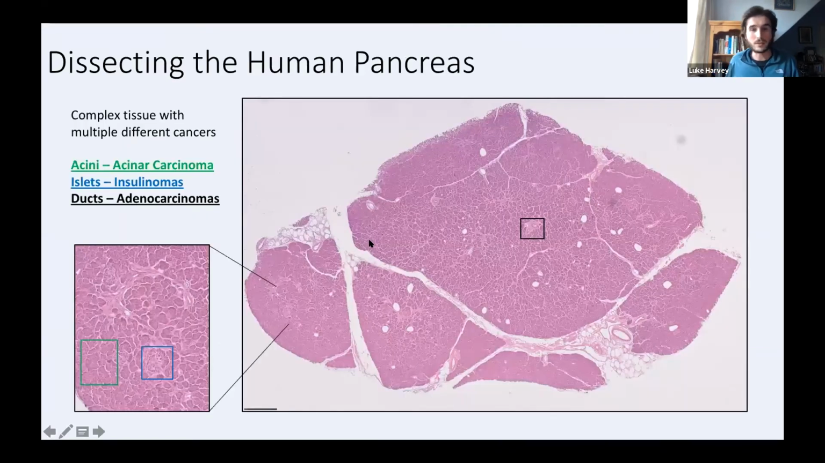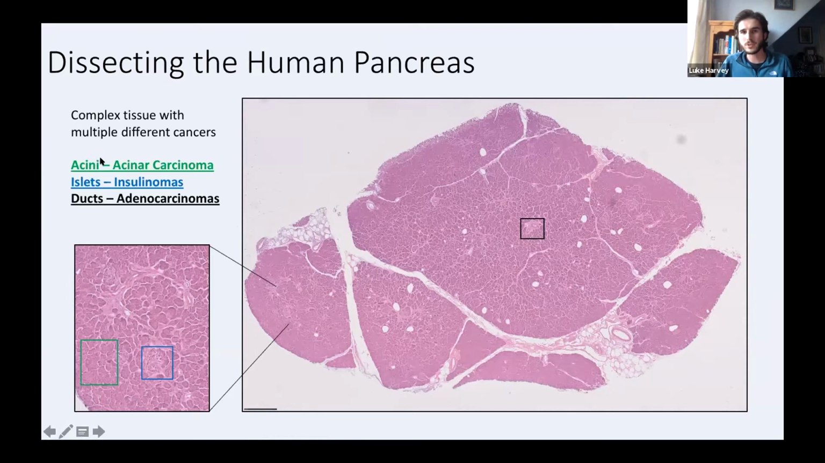Lastly, the work that we're doing now is we want to look at tissues that have lots of different cancers developing from them. So in this instance, we're looking at the pancreas, and this is a lobe of the pancreas. I'm sure you've learned about it in biology. The pancreas produces your digestive enzymes and it produces insulin. And 3 unique cancers can develop from the pancreas.